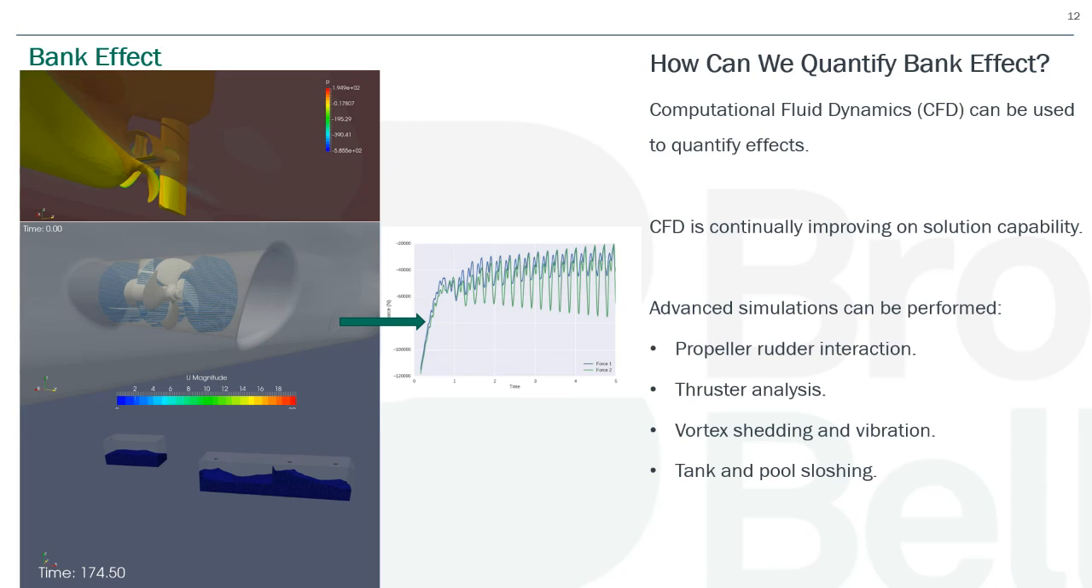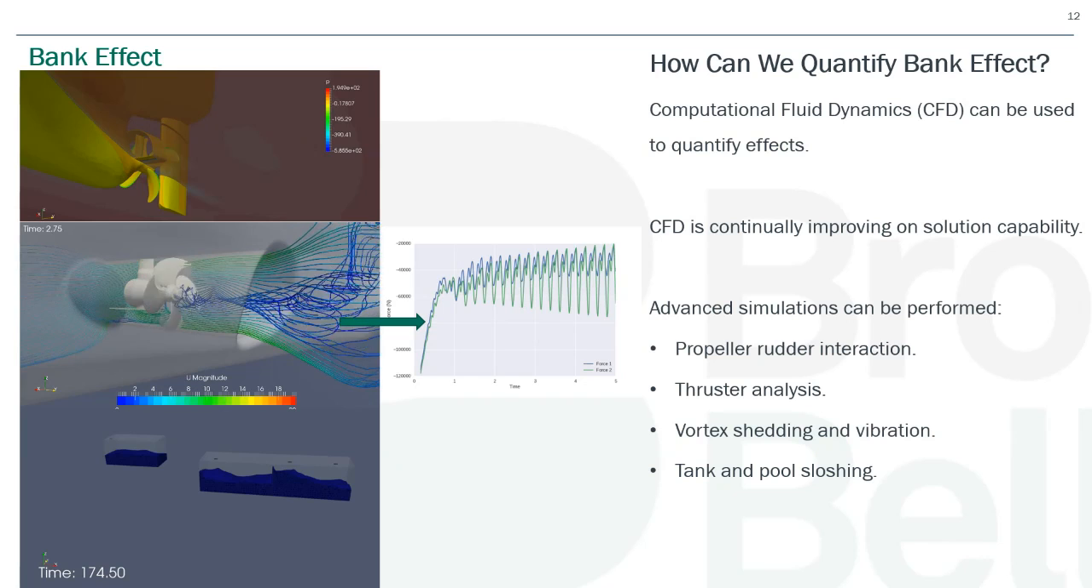Now CFD is continually improving and advancing in its capability and what it can solve. So nowadays you can get some very advanced simulations and very complex interactions such as propeller-rudder interaction, which you see at the top. This animation here in the middle, which hopefully you can see running, is for a bow thruster, which we were interested in this case in the forces being exerted as a result of vibration because of turbulent flow on your thruster blades.